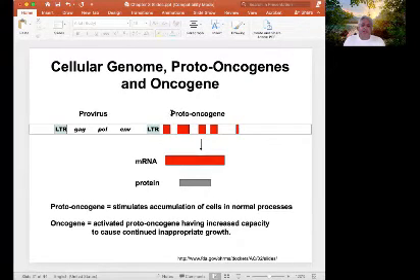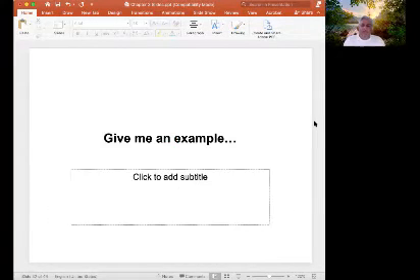So you could technically remove the word proto and then call that, it's become an oncogene, right? So proto-oncogenes, when they become mismanaged, their name turns into an oncogene. So the book is full of many examples.